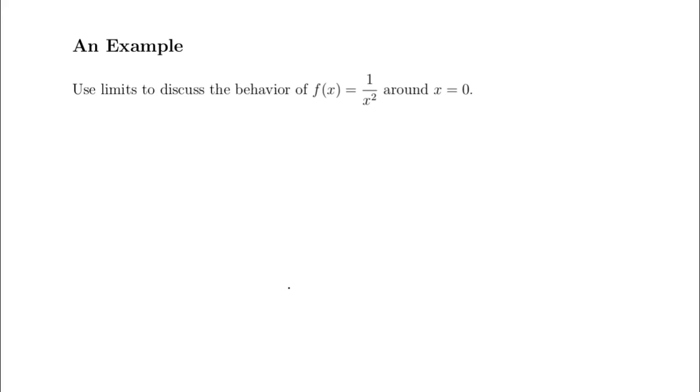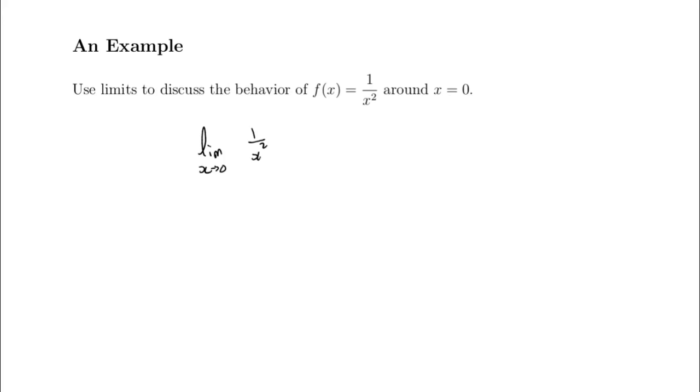All right, so let's go ahead and discuss the behavior here. We'll try and figure out what f of x is doing around 0, or really we'll say, what's this limit as x approaches 0 of 1 over x squared? We could think about this graphically if you want, or we could plug in some test numbers, or we could just try and figure out what's happening here.